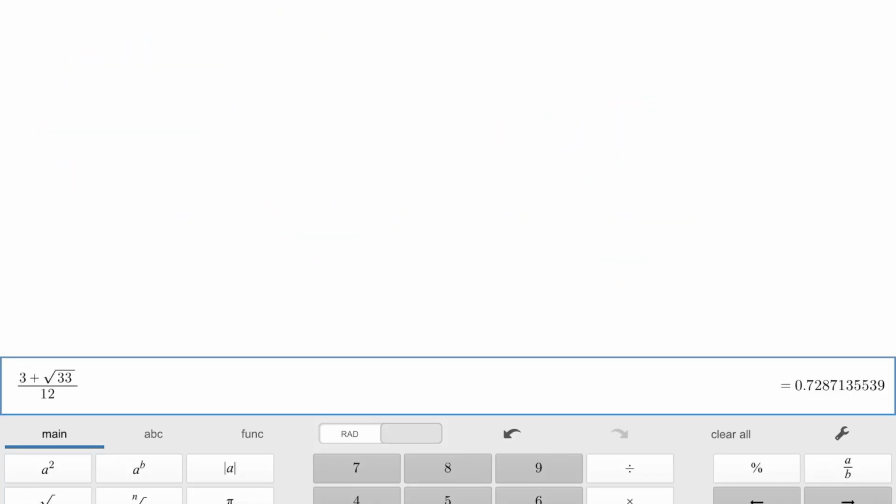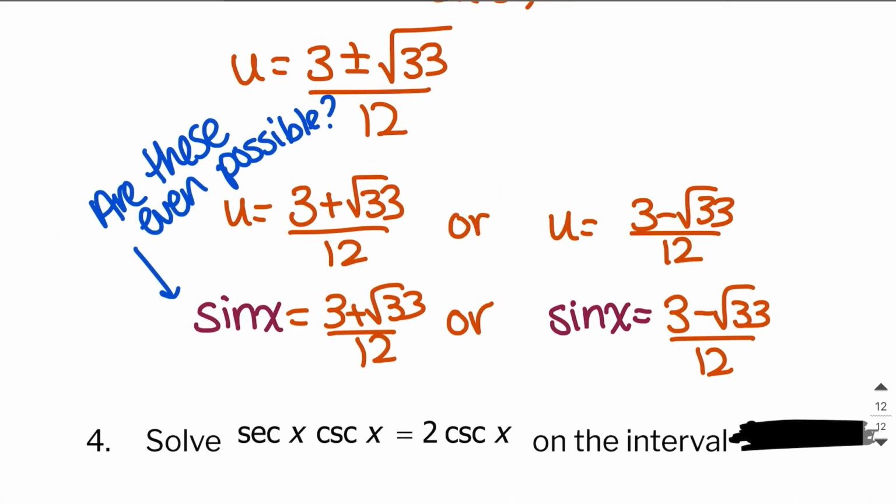So my first number right here, 3 plus the square root of 33 all over 12, is approximately 0.7287. So here I'm not going to use this number, but I am just going to write myself a note that this is 0.7287. This is possible. Sine of x is allowed to be 0.7287 because, again, sine of x has to be anywhere between -1 and +1. Now let's figure out what this number would be approximately.